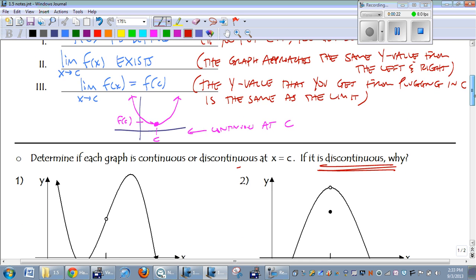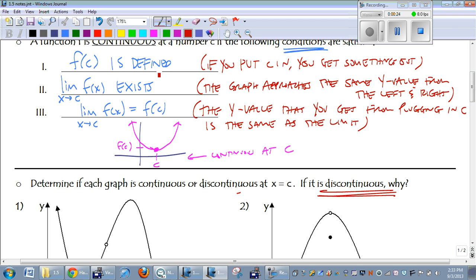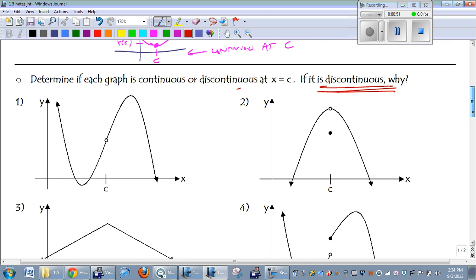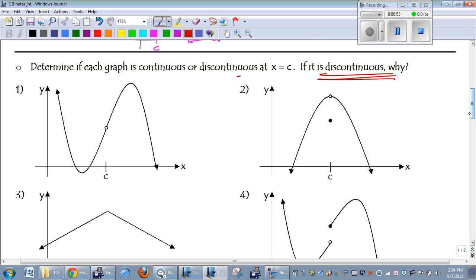And in our explanation, all we need to do is explain why one of these three things isn't true. In order to be continuous, f of c has to be defined, the limit as x approaches c of f of x has to exist, and the limit as x approaches c of f of x equals f of c. All three of those have to be true in order for it to be continuous. So we can go down the line, check to see if each thing is true. When we find something that's not true, that's our explanation as to why it's not continuous.